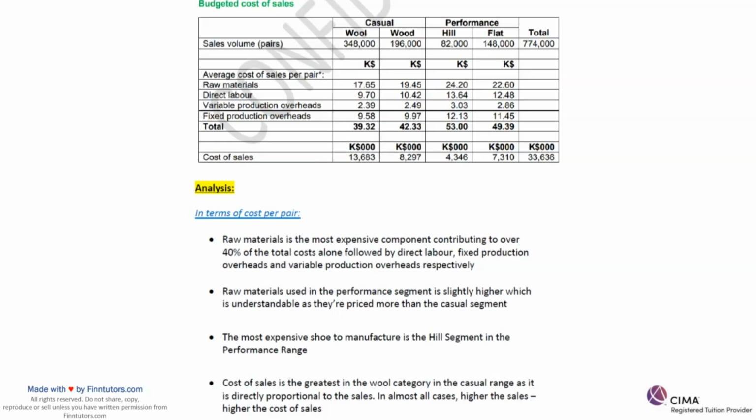And that is why our shoes are also expensive. So raw materials are approximately 40% of the total costs. So reducing the raw material costs can be something that we work upon. Next, raw materials used in the performance segment are slightly higher, which is understandable because they are priced higher. The most expensive shoe to manufacture is the hill segment in the performance range. It has the highest cost if you look at it.